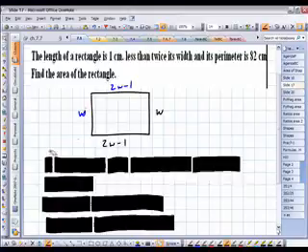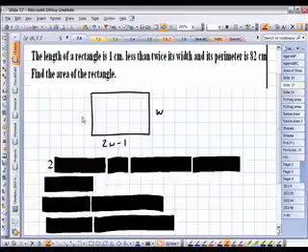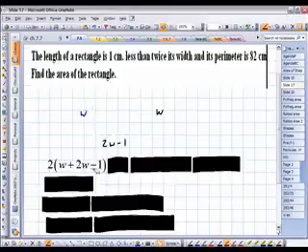So the perimeter is adding up everything. What I have is 2 of each of these. So I've got 2 w's, and I've got 2 of the 2w minus 1's. So I can do 2 times those things. So I lost my rectangle.